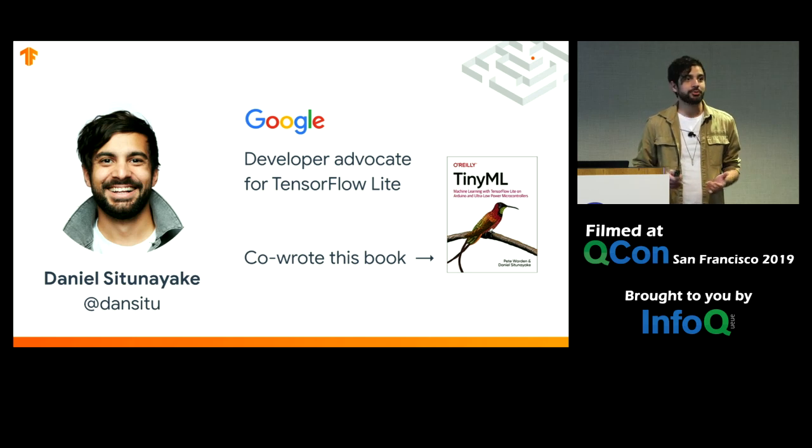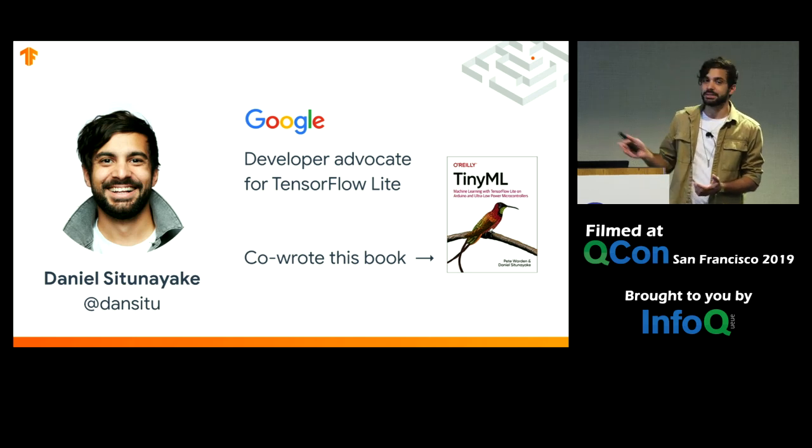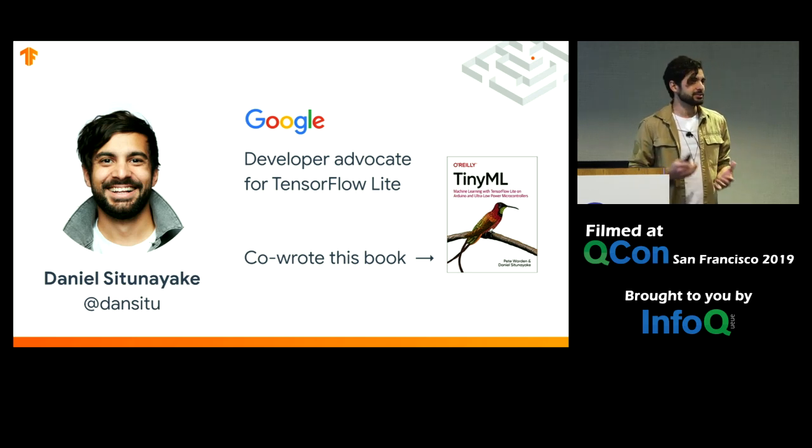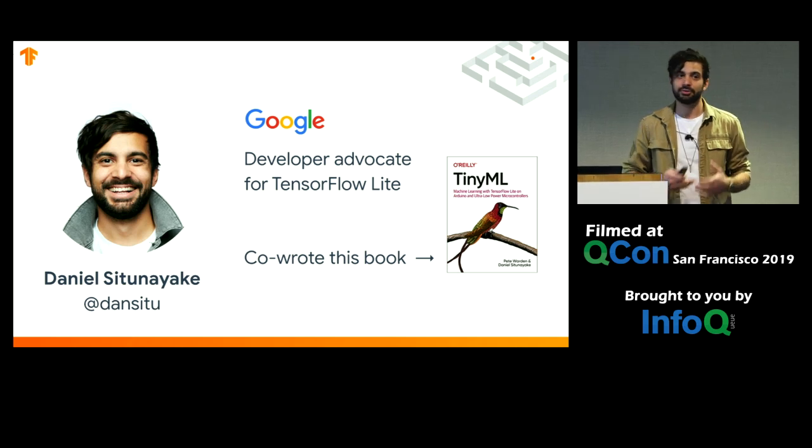I'm also the co-author of this book, which is coming out in mid-December, called TinyML, and it's the first book about machine learning, specifically deep learning, on devices that are really small. So this is the kind of models Wes mentioned that are like 15, 20 kilobytes, but can do things like speech recognition or gesture detection.